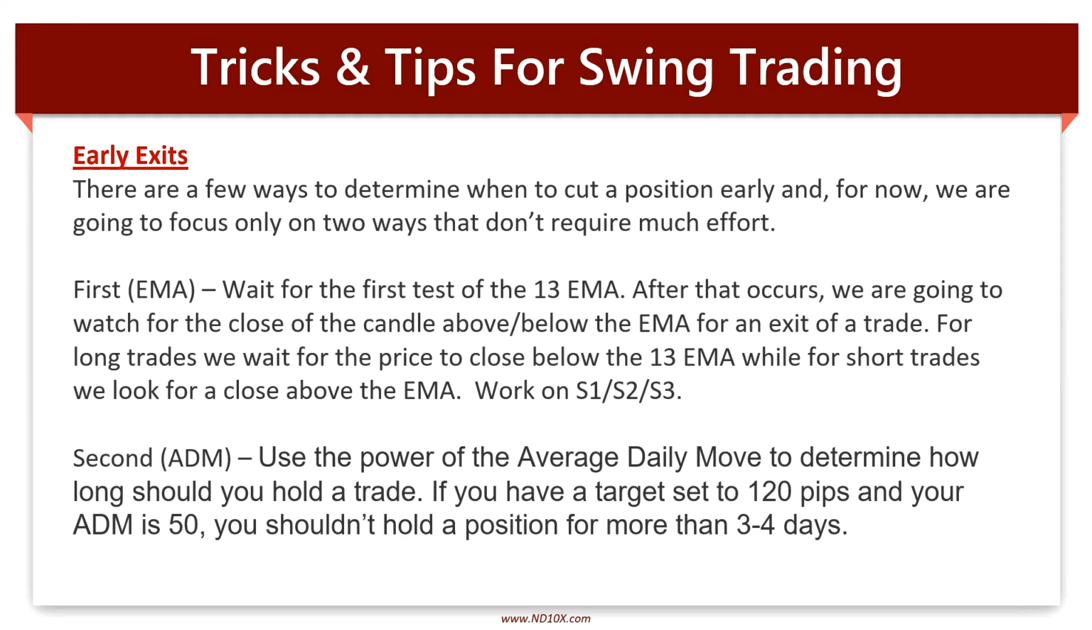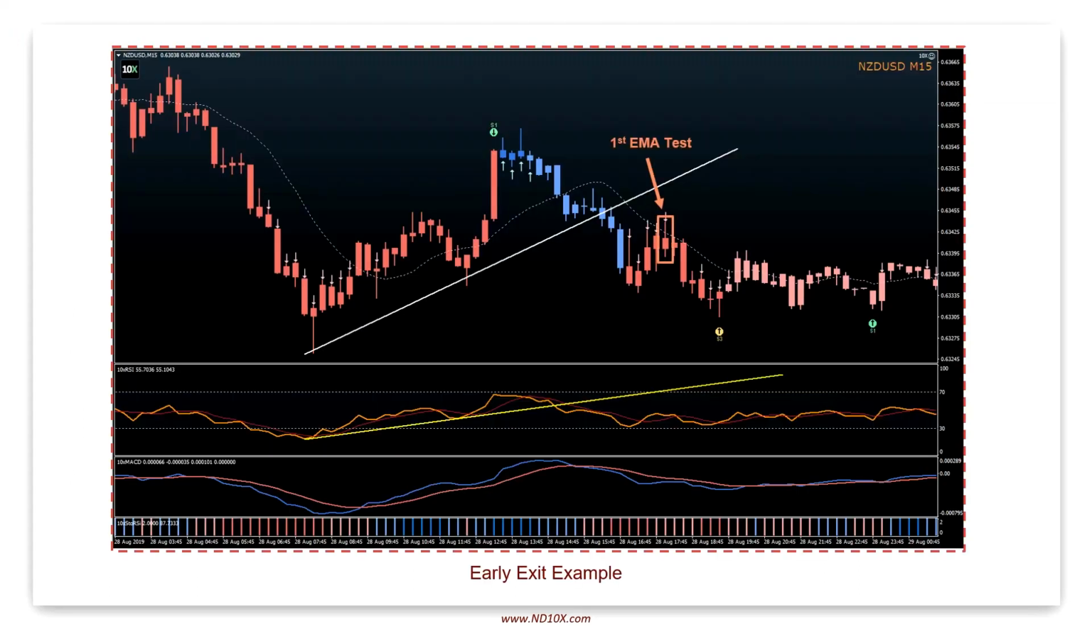Second, average daily move. Use the power of the average daily move to determine how long you should hold a trade. If you have a target set to 120 pips and your average daily move is 50, you shouldn't hold the position for more than 3 to 4 days. So if we look here, we have the first test of the 13 EMA, and from that point you're starting to watch. Then the first close above the EMA would be a sign that you can close the trade early. Or at least, if you don't want to close the trade, move the stop loss to break even.